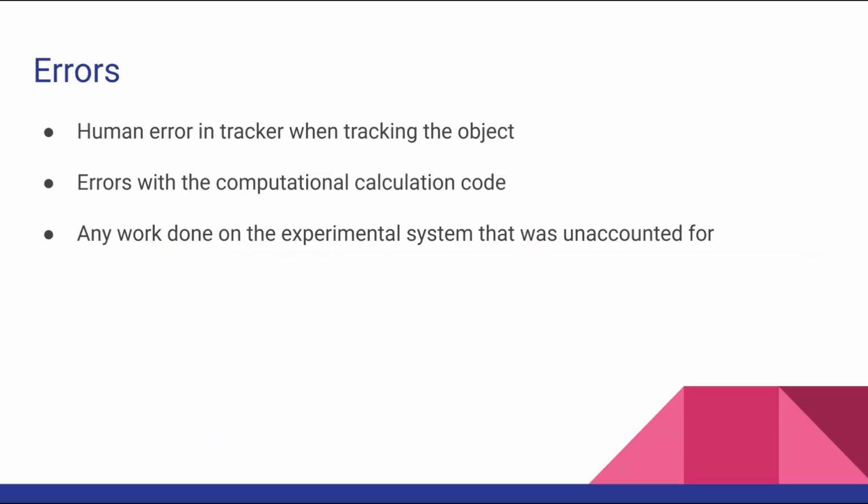And as usual, there's a lot of errors that could be happening in the lab. I mentioned this a lot, but human error within Tracker when plotting the object's trajectory. There could have also been errors in the code of the computational model. And then any work done on the experimental system accounts for kind of the discrepancy and the differences between the two models' different results here.